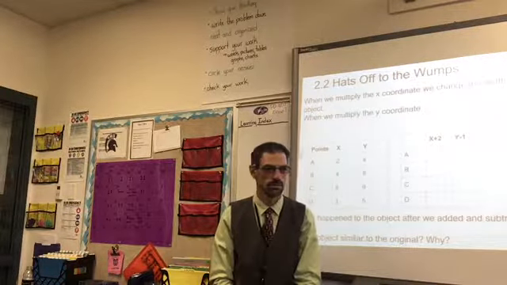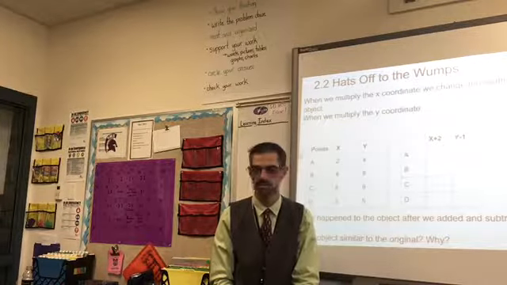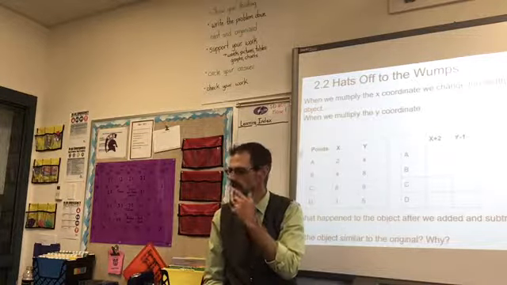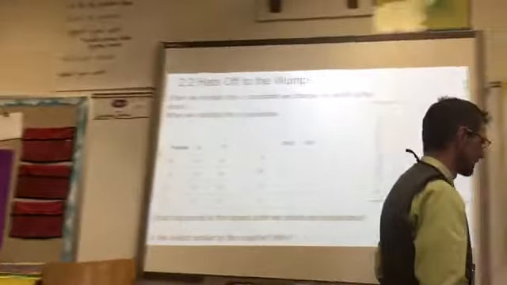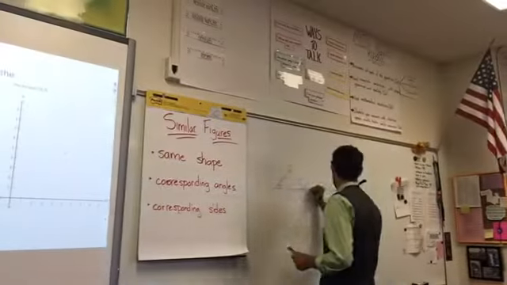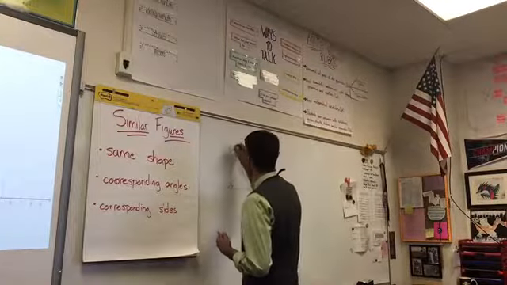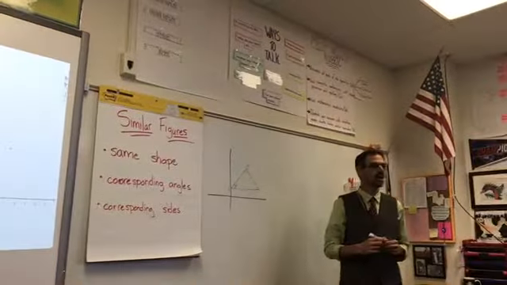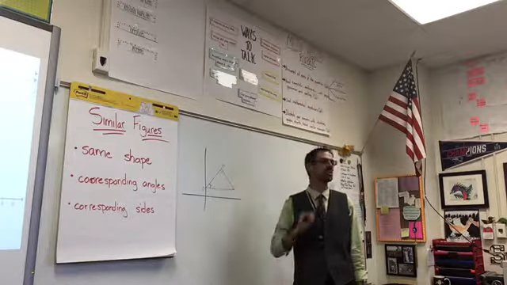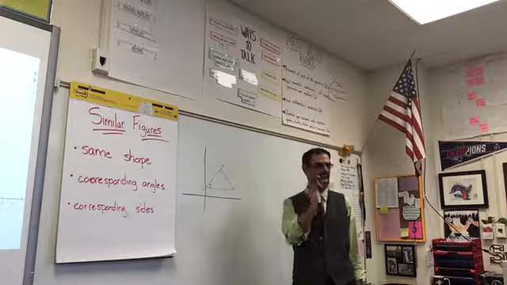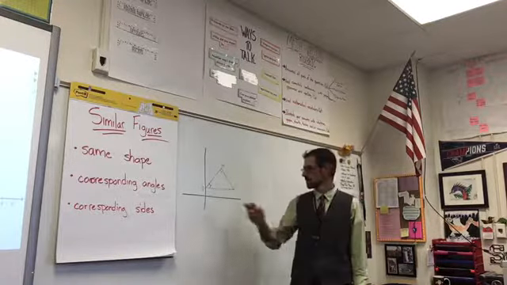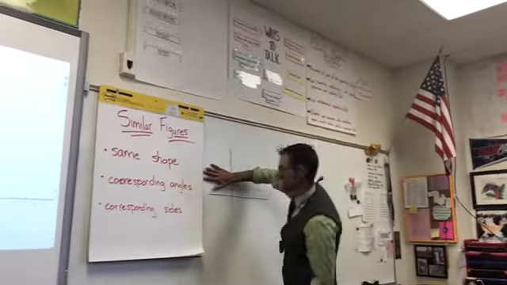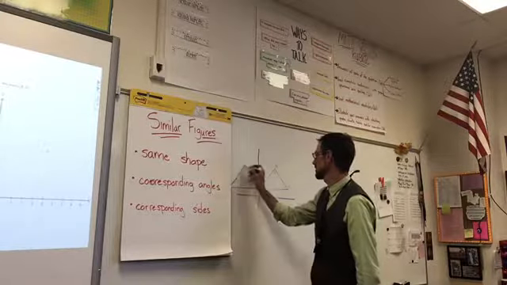How about this? What happens if I multiply by a negative? If I multiply my x by a negative, what's going to happen? Talk to your partner. So, here's my positive quadrant. If all I do is change my x to a negative, what's going to happen to that image? It's not going below. It's going to get flipped over, and it's going to be over here.